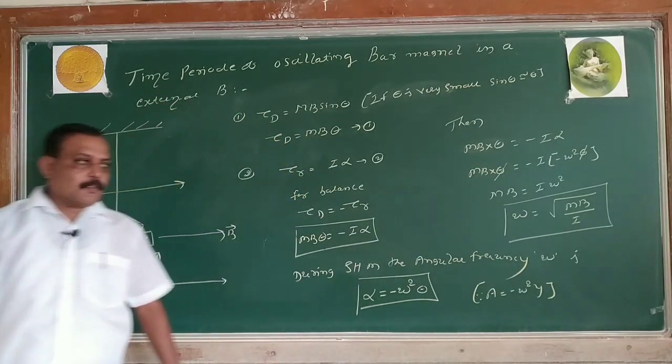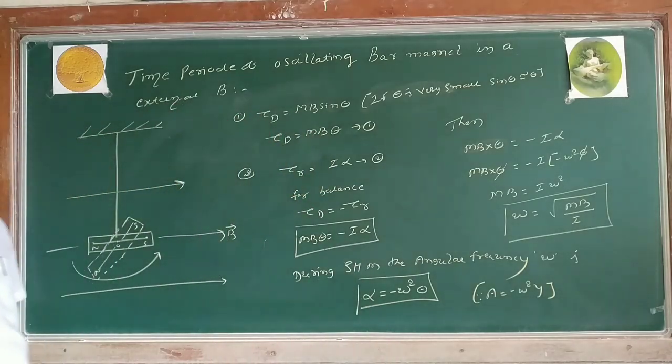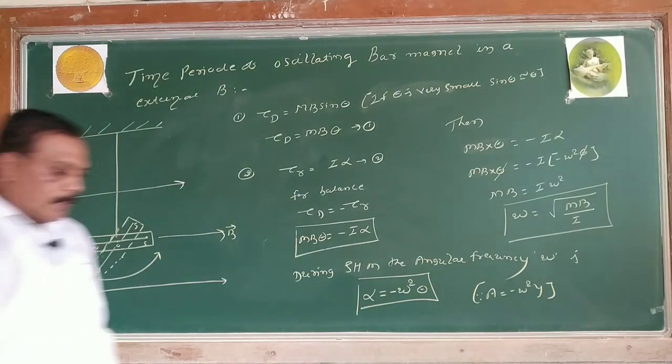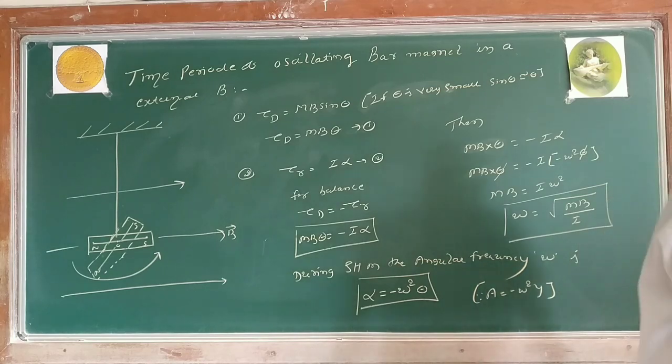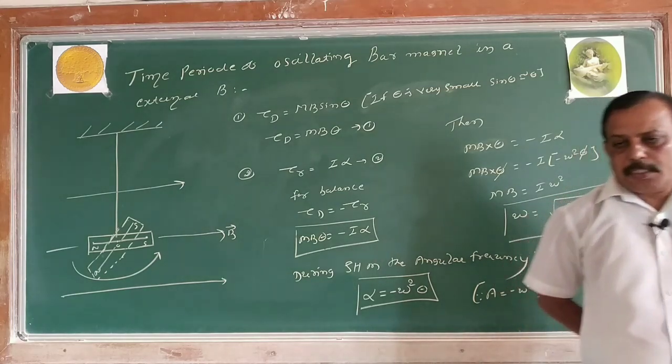Then what is that omega? Omega equals 2 pi by T. Omega equals theta by small t. For one complete rotation, the angle is 2 pi, and small t is nothing but capital T.